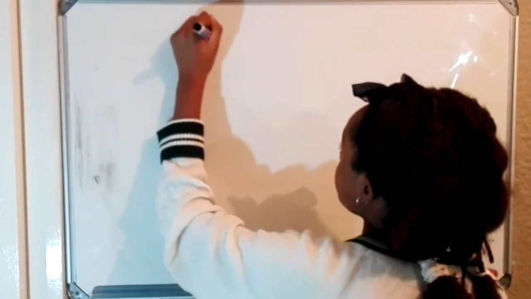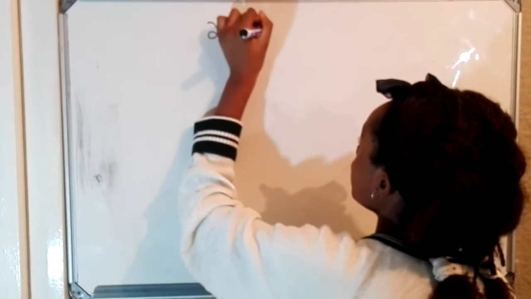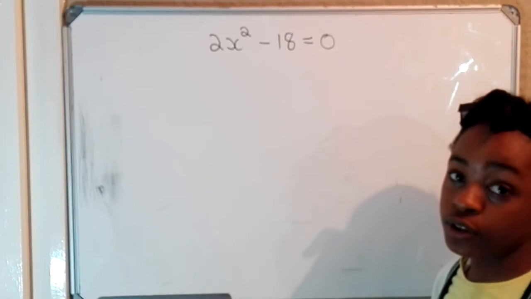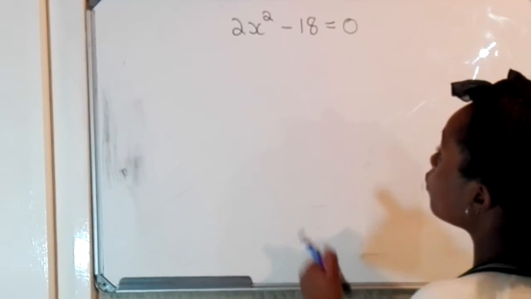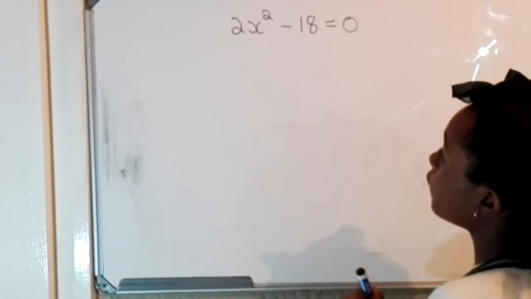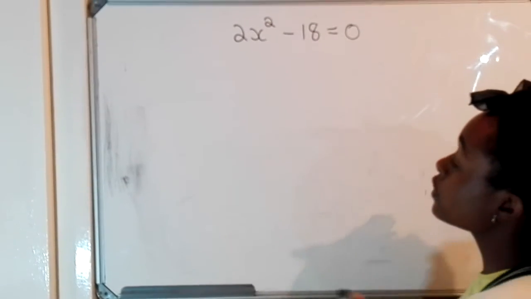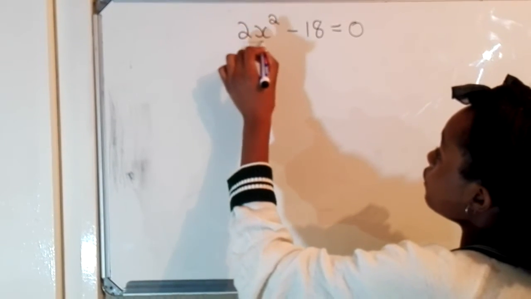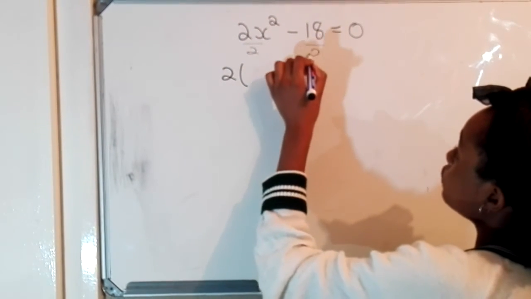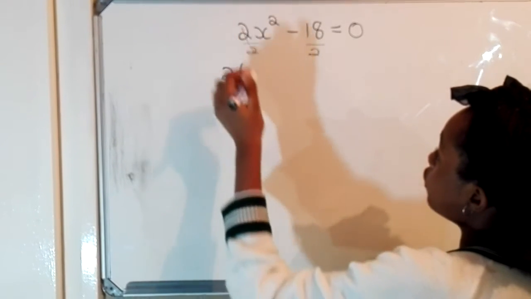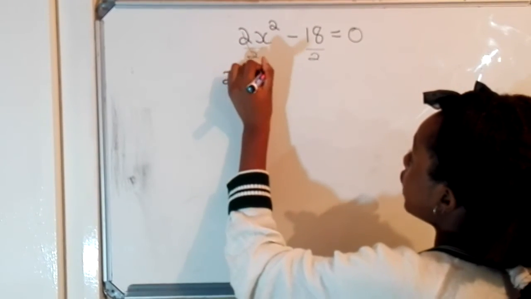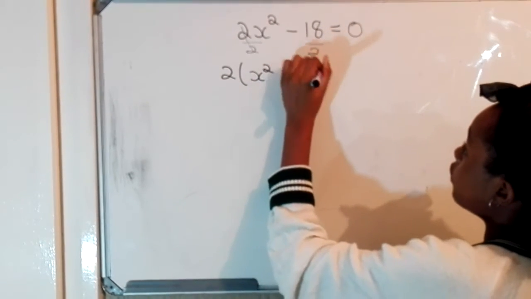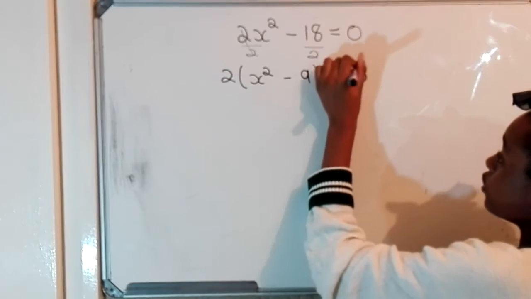Here's another one. Say we have 2x squared minus 18 is equal to 0. Feel free to pause the video and try this one on your own. So, with this 2x squared minus 18, we can factor 2. So when we factor 2, we have 2 outside, and we divide everything by 2. So the 2 will cancel, and you're left with x squared. And negative 18 divided by 2 is equal to negative 9, which has to equal 0.